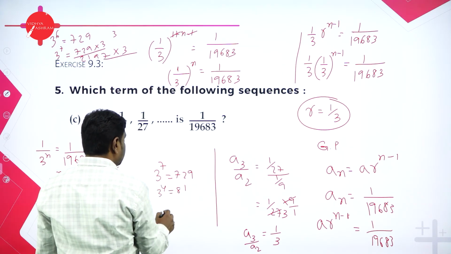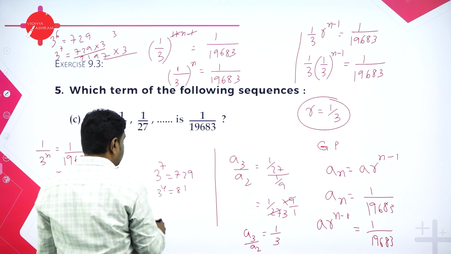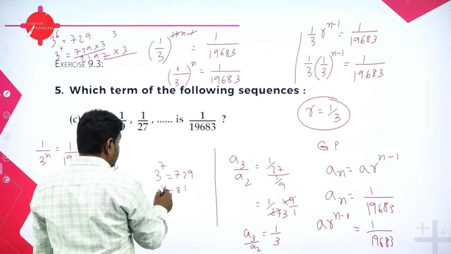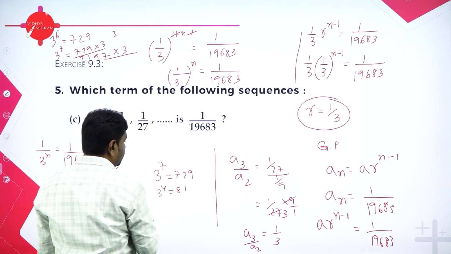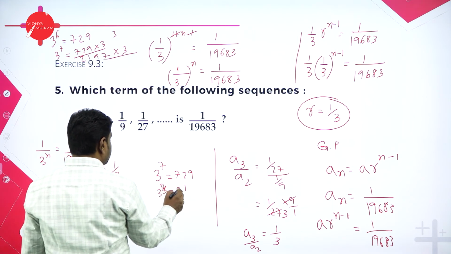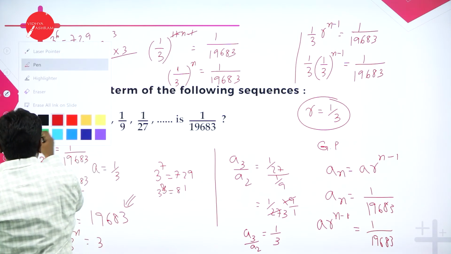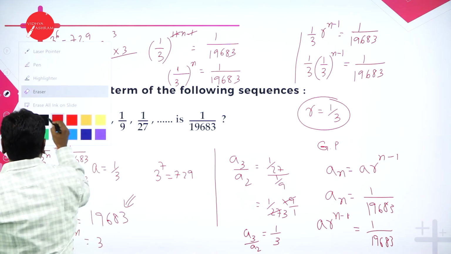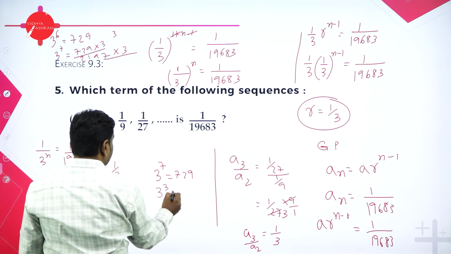I'll try multiplying this. 81 gives you 9, so 3 square is 9. 3 power 3 is 27. So 3 cube is what? 27. Just by inspection, keep multiplying. So now what I'll do is take 3 cube, you know, 27.